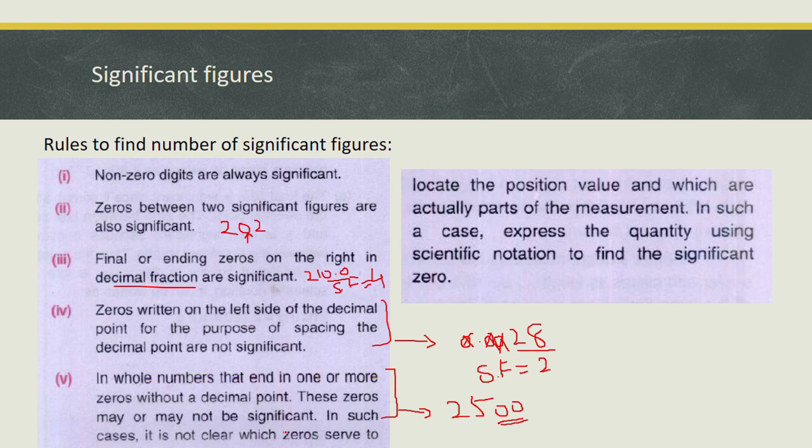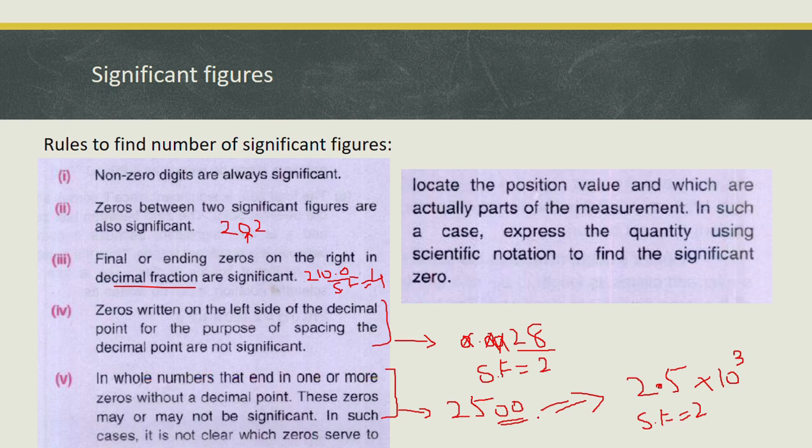Now when they are significant, it is not clear which zeros serve to locate the position value and which are actually part of the number. In this case, we write this number in scientific notation. So when we write in scientific notation, we write 2.5 times 10 raised to power 3. So now significant figures are only 2, not 4. So these two zeros are skipped from the significant figures.